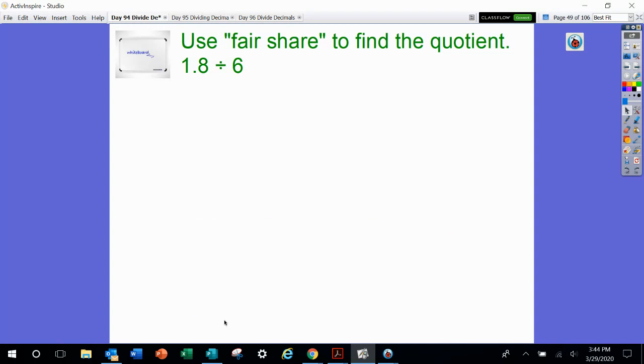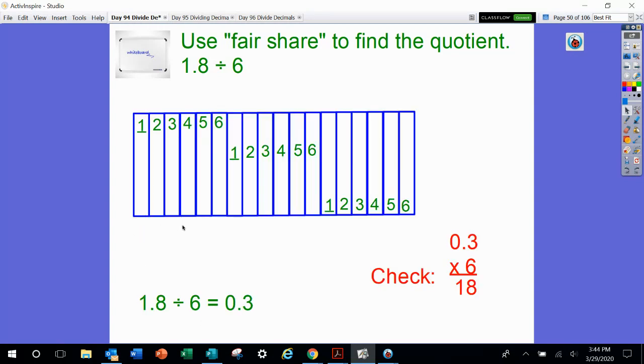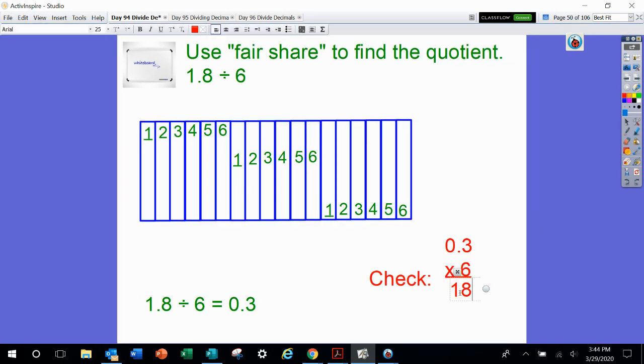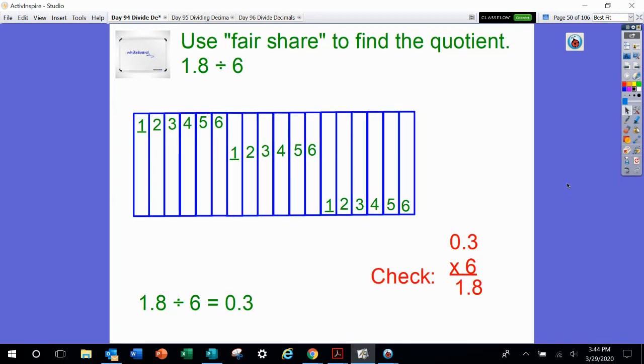Okay, let's check our work here. So I have 18 tenths, because 1 and 8 tenths is the same as 18 tenths. So I drew those 18 tenth rods. Okay, I broke them up into 6 groups. And in each group, I have 1, 2, 3 tenths. So my answer here is 3 tenths. I can check that by doing 3 tenths times 6, which gives me 1 and 8 tenths.